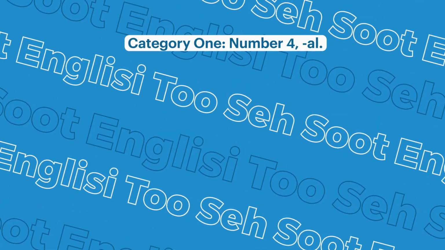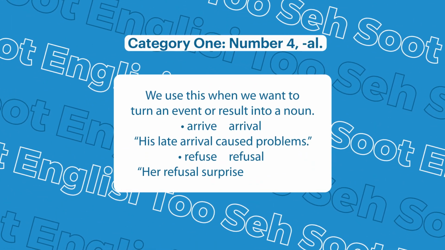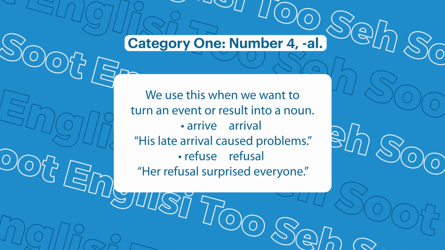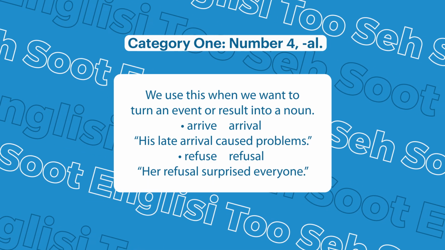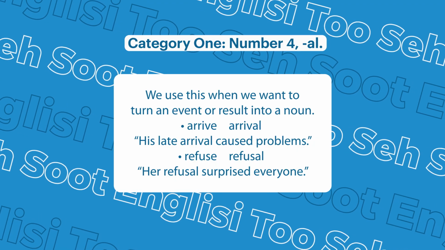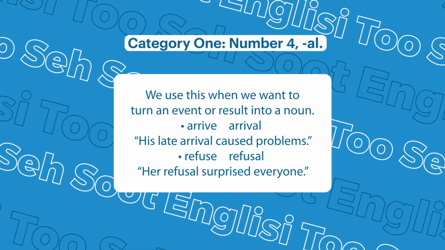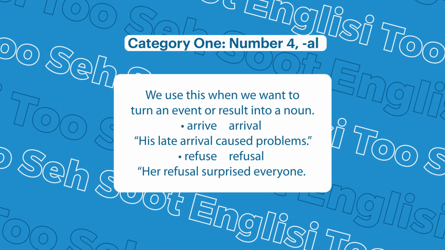Number 4, al. We use this when we want to turn an event or result into a noun. For example, arrive becomes arrival. His late arrival caused problems. Refuse becomes refusal. Her refusal surprised everyone.